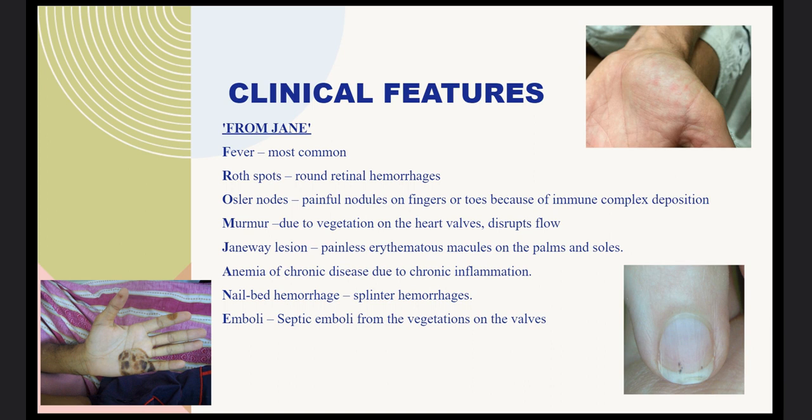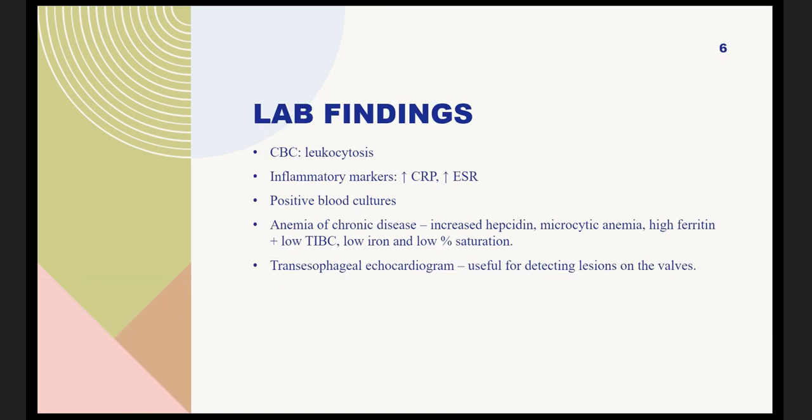Lab findings, there is inflammation, so you would see leukocytosis, increase in inflammatory markers such as CRP, erythrocyte sedimentation rate would be increased. You would see positive blood cultures, except for if the endocarditis is being caused by those HACEK organisms, like we talked about before. There's anemia of chronic disease, and the lab findings would show that. So there would be increased hepcidin. So you would have microcytic anemia, high ferritin, low total iron binding capacity, low iron, and low percentage saturation of transferrin. Transesophageal echocardiogram is pretty useful for detecting lesions on the valves.